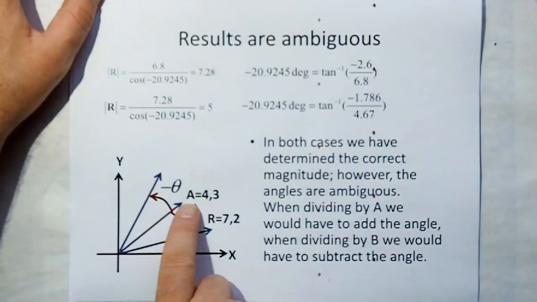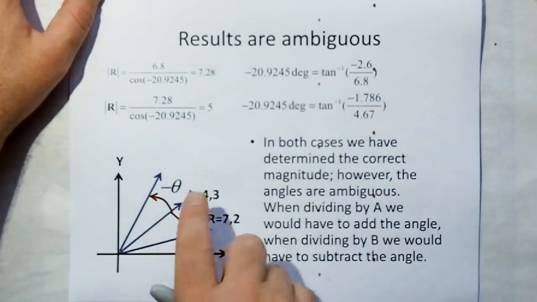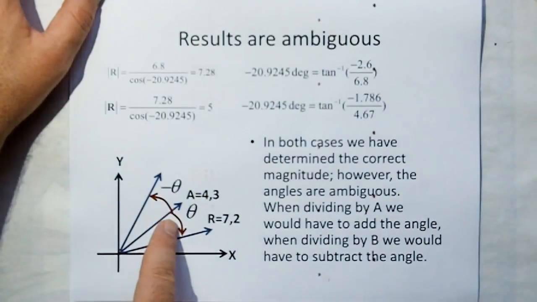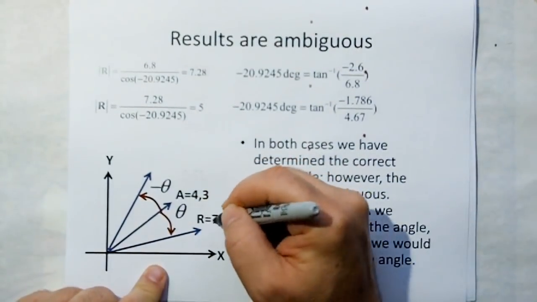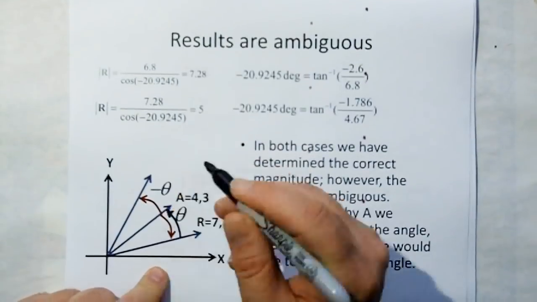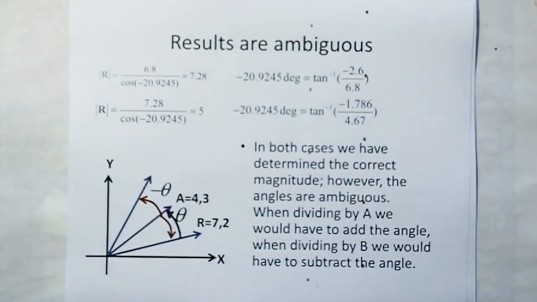So we're dividing by A. We know when we're dividing by A, because we have foreknowledge, that the angle must be added in order to get to the other angle. But what if you're dividing by vector B? Vector B means you're going to have to put the angle the other way. You have to negate the angle. Okay?